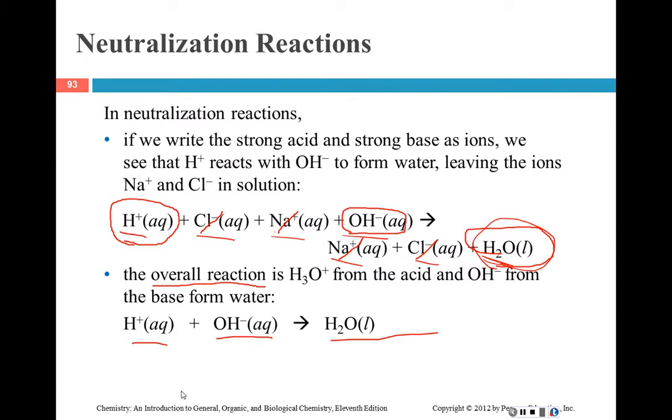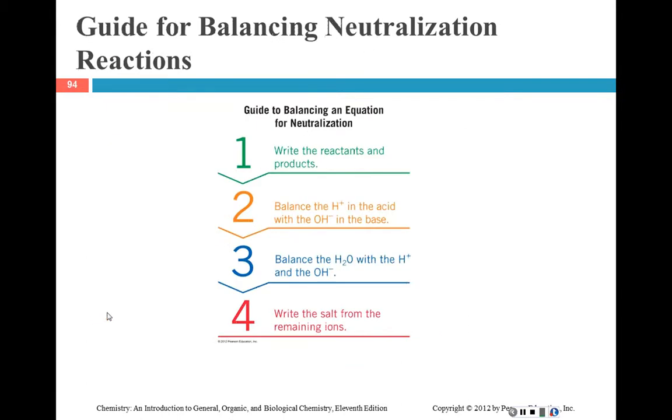If you look at it that way, basically these are the net ionic equations. Net as in, that's the total ionic. This is the net ionic. That's what's really going on as far as the reaction goes. So when we put these things together, we're going to write the reactants and the products together. We're going to balance the hydrogens in the acid with the OHs in the base. We're going to balance the water with the H plus and the OH, and then we're going to write the salt from what's left. Okay?